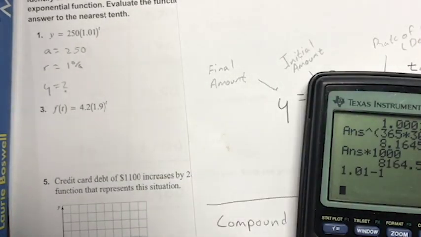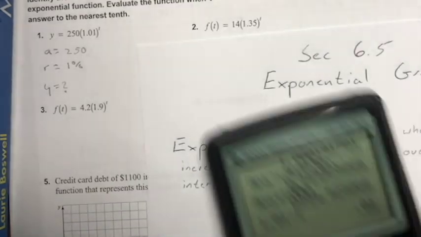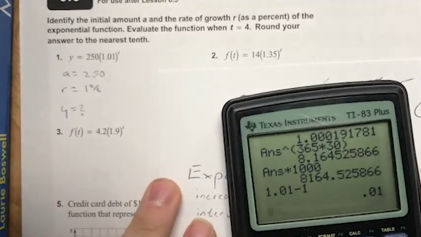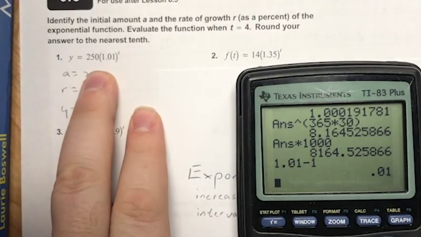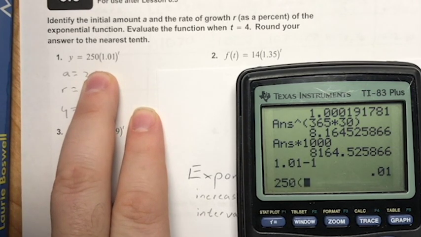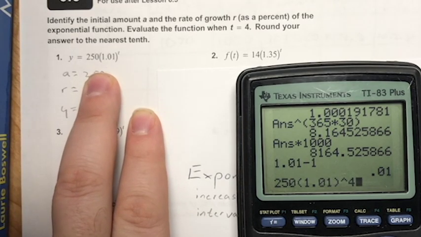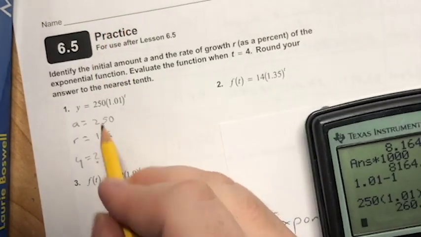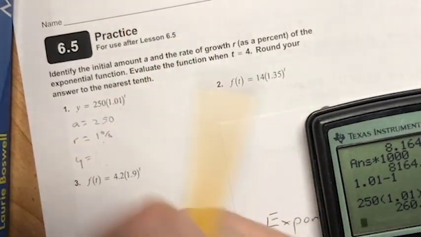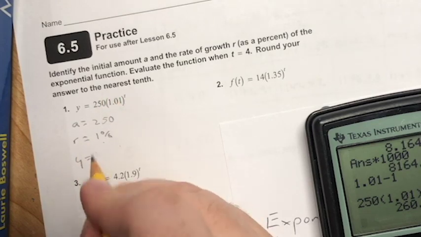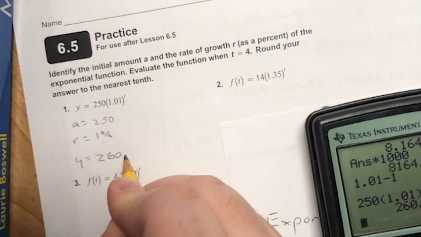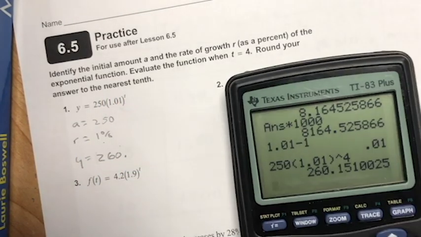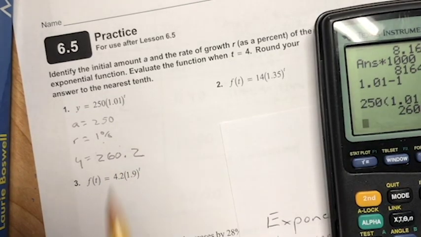So we can literally just use our calculator on this. It keeps it simple. We know that t is going to be 4 according to the problem, so let's just plug things in. 250, parentheses, 1.01, and we're going to raise that to the 4th power. And our calculator does all the heavy lifting for us. So this answer right here would be 260. And it's wanting me to round to the nearest tenth, so 260 point, what's that? 2. 260.2.